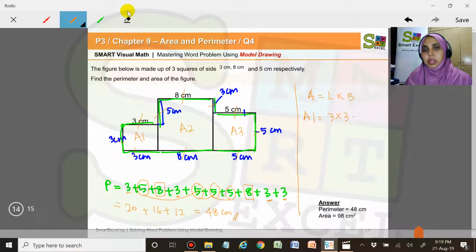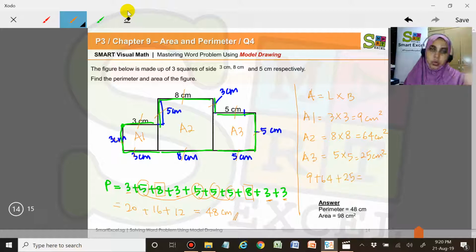3 times 3 is 9 cm square. For area 2, the side is 8, so 8 times 8 will be 64 cm square. And area 3 is 5, so 5 times 5 gives you 25 cm square. Thus we add all that up, A1 plus A2 plus A3: 9 plus 64 plus 25. They can do the working at the corner, and it will give us 98 cm square.